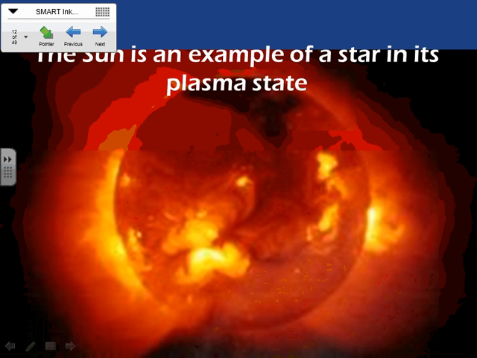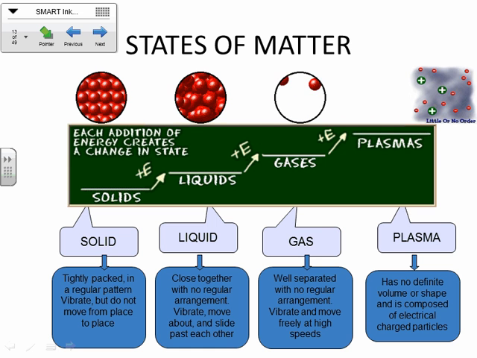Each addition of what causes a change in state? Did you notice as we were going through? Each addition of heat causes a change in state. Or each addition of energy, I guess, is what he's got up here. Typically, it's heat energy. So you start with a solid, you add energy, you get a liquid, you add more energy, you get a gas, you add enough energy, eventually you get a plasma.